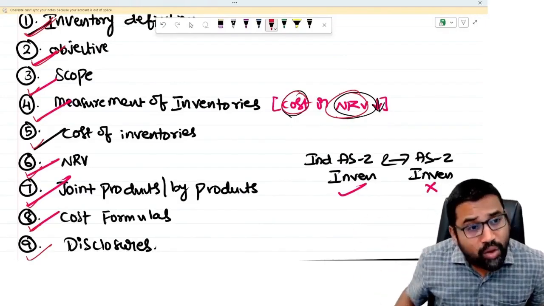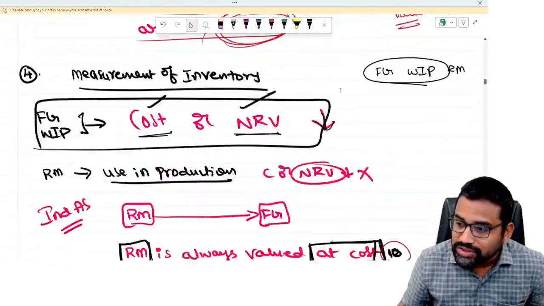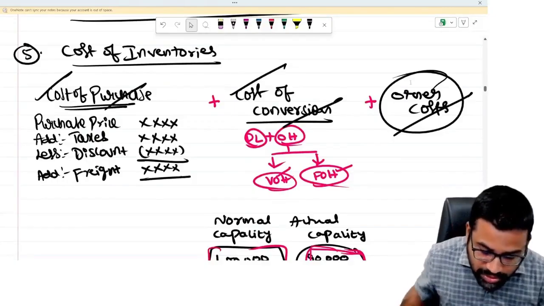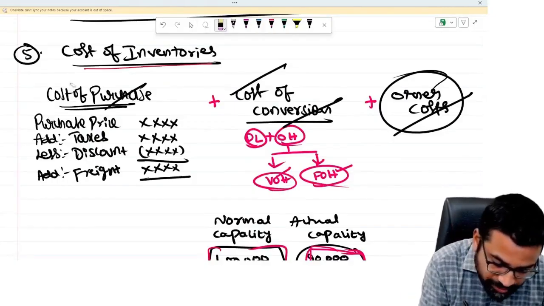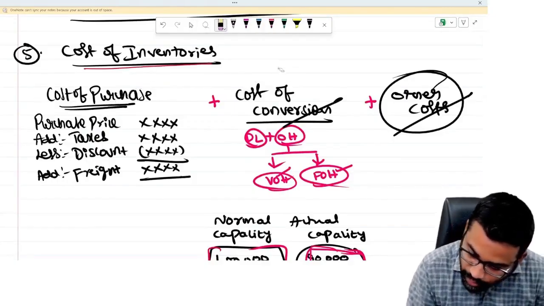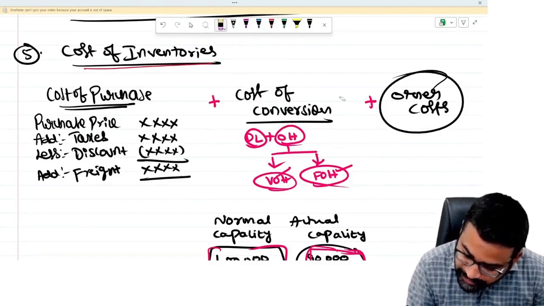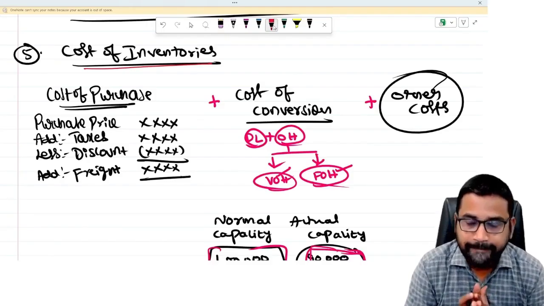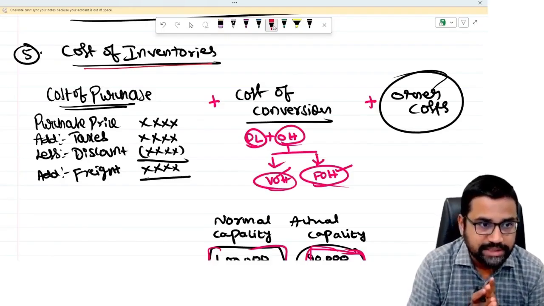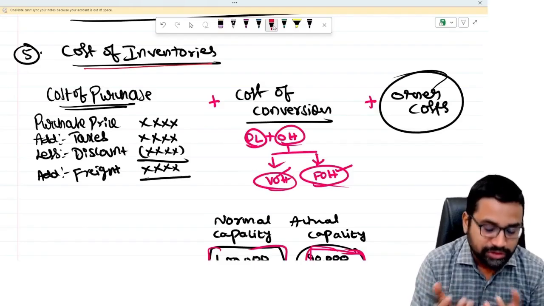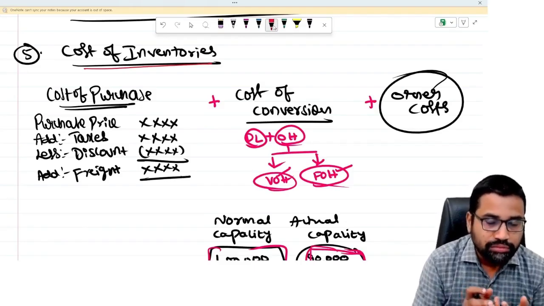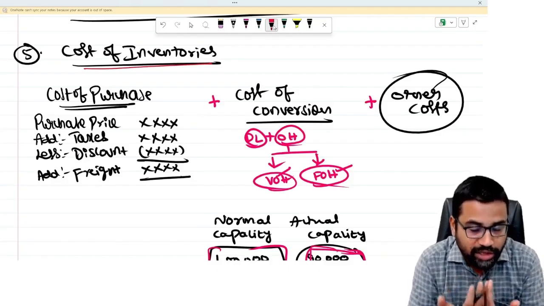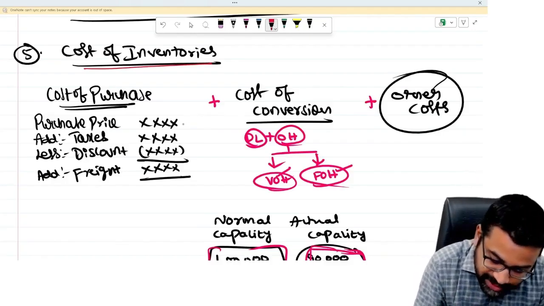Now how to determine the cost? See, cost or NRV, whichever is lower, right? Now come to the cost of inventories. How to determine the cost of inventories? Determination of cost is quite simple. First take cost of purchase. Because for production you purchase raw material. So the raw material purchased will first be brought to the company, brought to the factory. So take the purchase price.